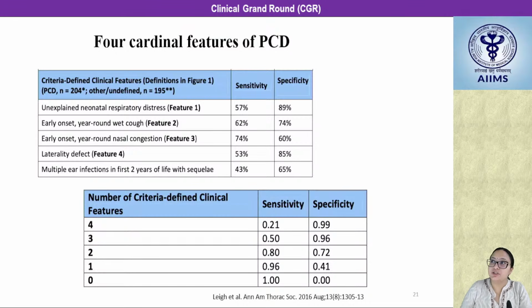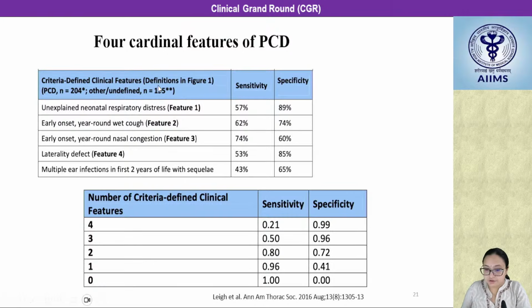So, the four cardinal features of PCD that we'll discuss are: first, unexplained neonatal respiratory distress; second, early onset year-round wet cough; then, early onset year-round nasal congestion and laterality defects. Along with that, there may be the presence of multiple ear infections in the first 2 years of life with sequelae. We can see that in patients who had four clinical features, there was 21% sensitivity and 99% specificity for the presence of primary ciliary dyskinesia.